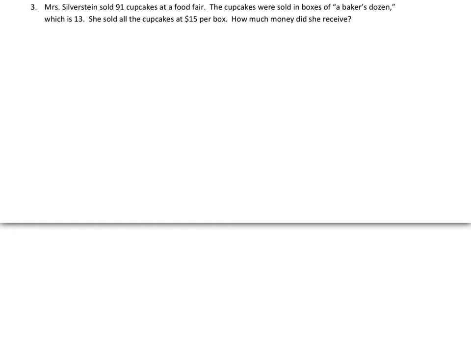Let's go through here and underline any information that's important. First, it says that she sold 91 cupcakes at the school fair. They were sold in a baker's dozen, which is 13. She sold all the cupcakes at $15 per box, and we need to figure out how much money she received in total. So the first thing we need to do here is see how many boxes of cupcakes she sold.